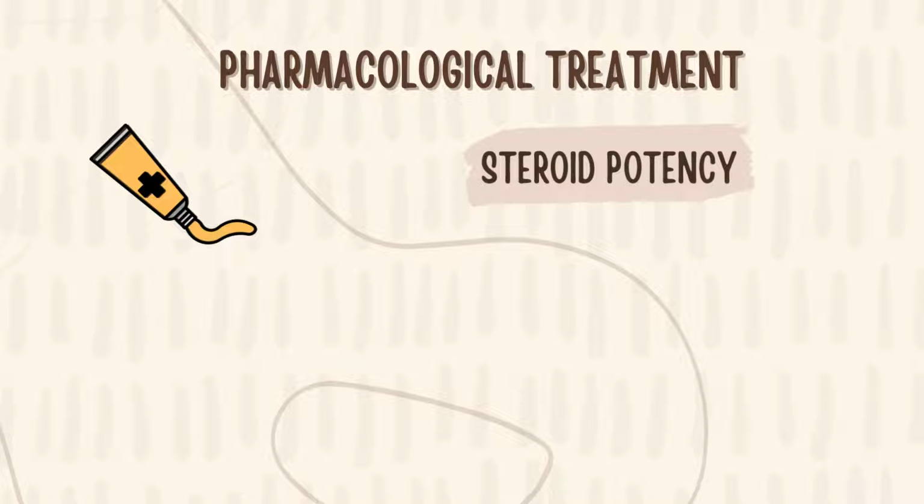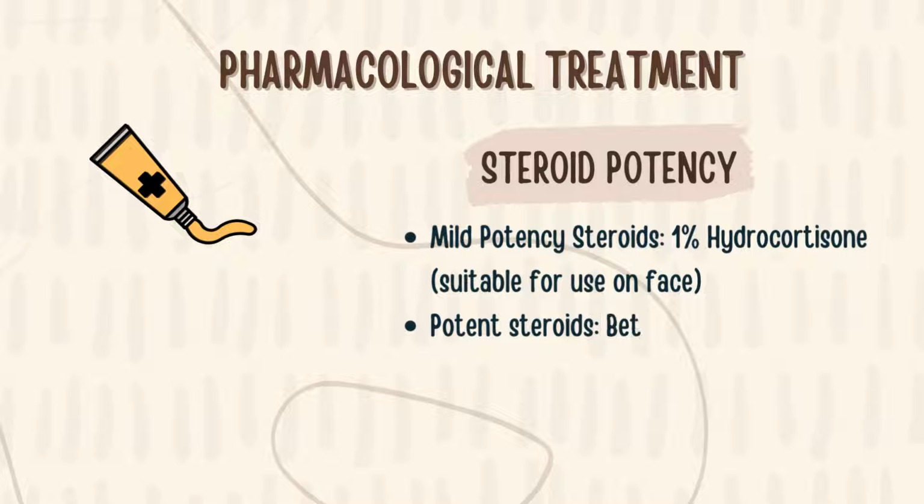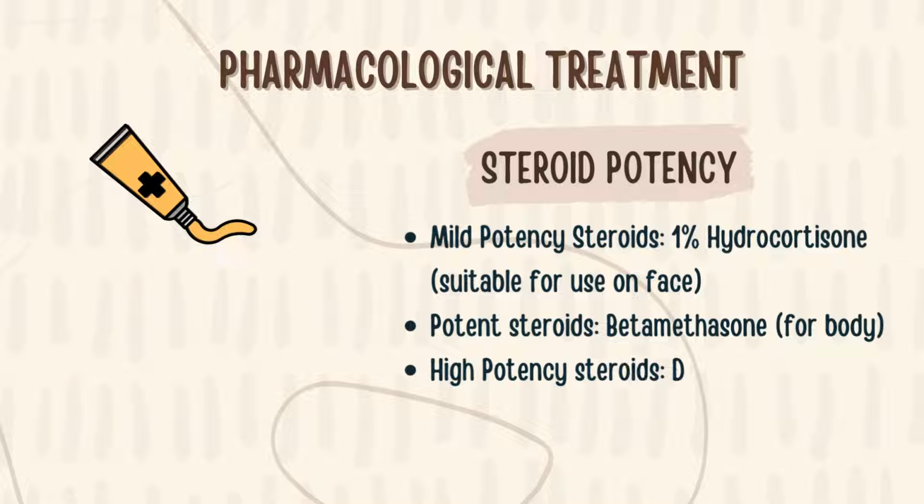Steroids have different potencies or strengths that indicate where on the body they should be used. Mild potency steroids like 1% hydrocortisone are suitable for use on the face. Potent steroids like betamethasone are suitable for use on the body, and high potency steroids such as Dovate are suitable for use on the body, but are not suitable for use on the face.